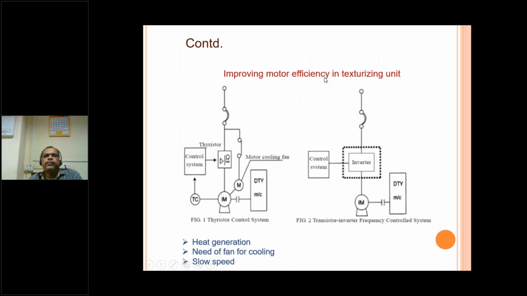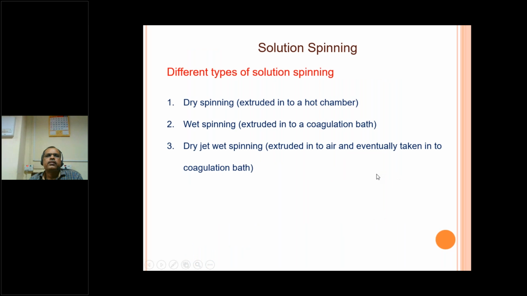So improving the motor efficiency in the texturizing unit. In the texturizing unit, people have been using a thyristor control system, with heat generation, need of a fan for cooling, and slow speed. So now it has been replaced by the transistor inverter frequency control system to reduce the energy consumption.